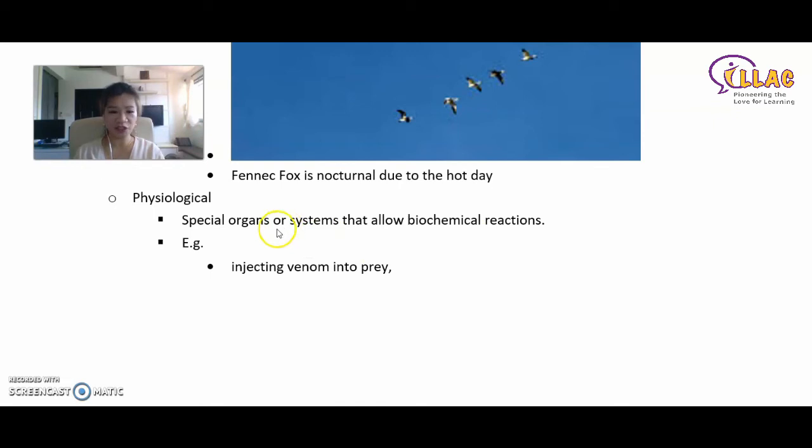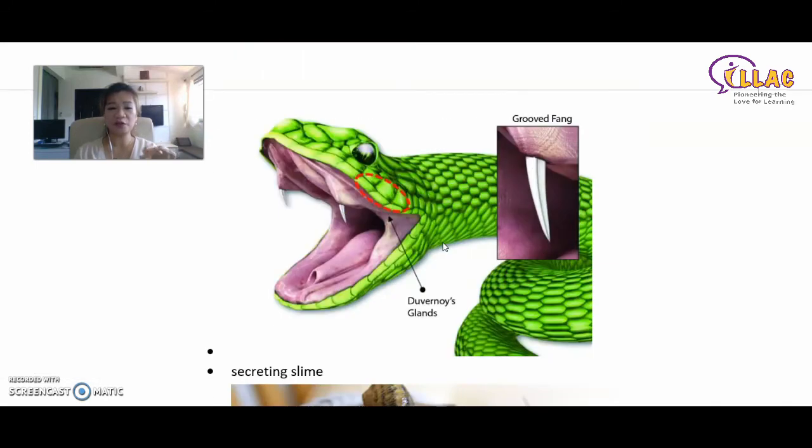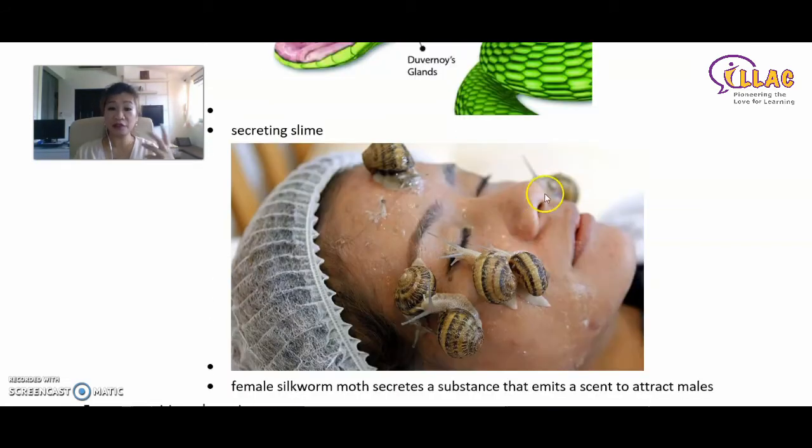Physiological adaptations include special organs or systems that allow biochemical reactions. For example, the snake. They inject venom into the prey to kill it much faster, right? So how do they do that? They have this venom that is injected into the animal through their fangs. If not, they will secrete slime as well. So this is a physiological adaptation for the snail.